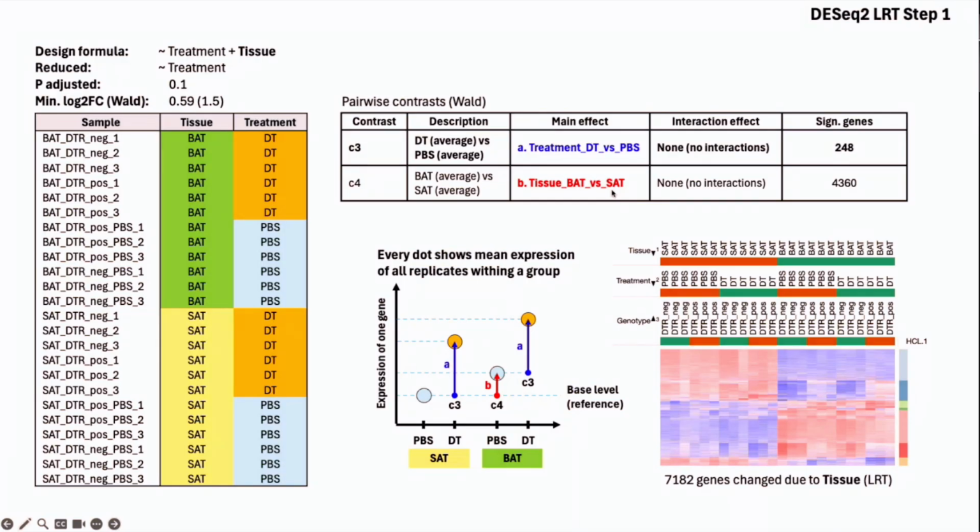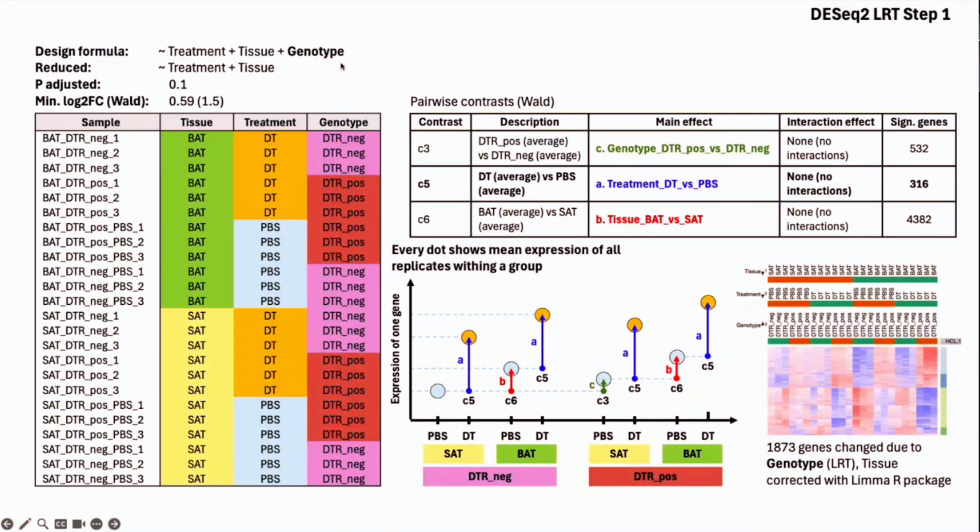Now we try to make it even more complex. We will add the genotype. So now we have 3 columns. We added genotype. Now we have 8 groups. The LRT test will show us all of the genes that are changed because of the genotype. And we can see that the expression shows the pattern grouped by genotype. This is the list of all of the possible contrasts. Again, I excluded those contrasts that are repeated, just in different directions. So we have 3 contrasts.